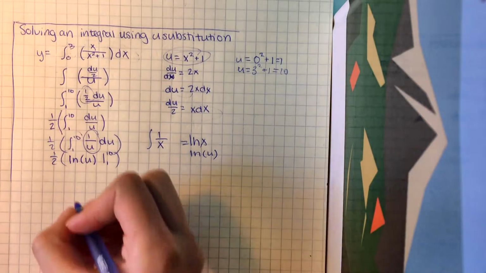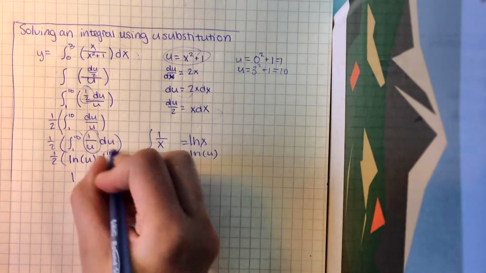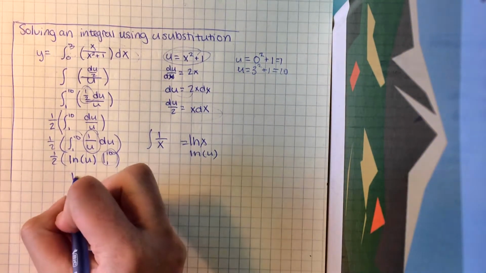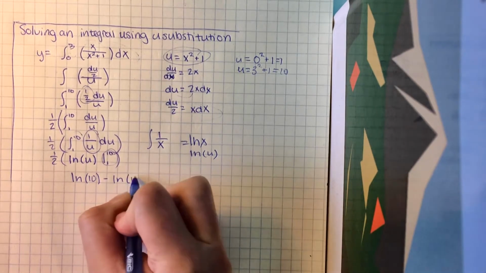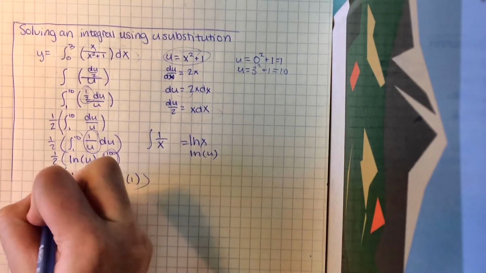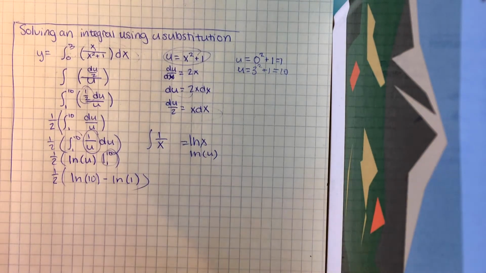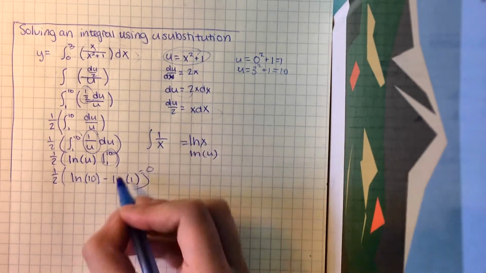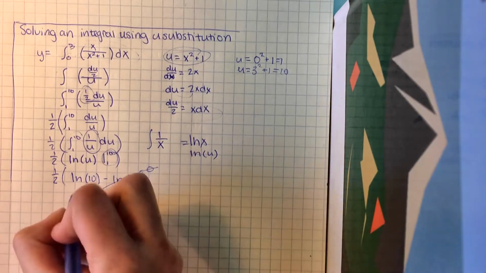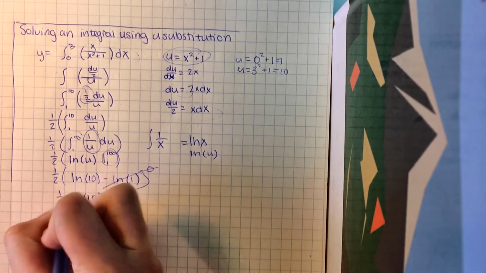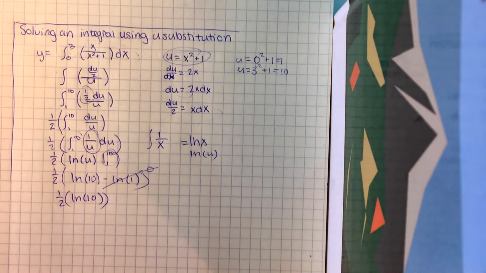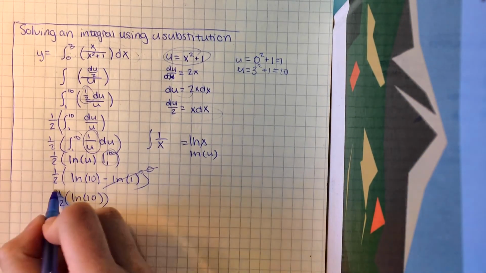And so what you're going to do now is you're going to plug in your evaluation points. So you're going to have ln 10 minus ln 1, and that's all multiplied by 1/2. And the thing about ln 1 is that it just turns into 0, so you can just cross it out of the problem. All you have is ln 10 times 1/2. And that's actually your finished product. You're done with the problem.